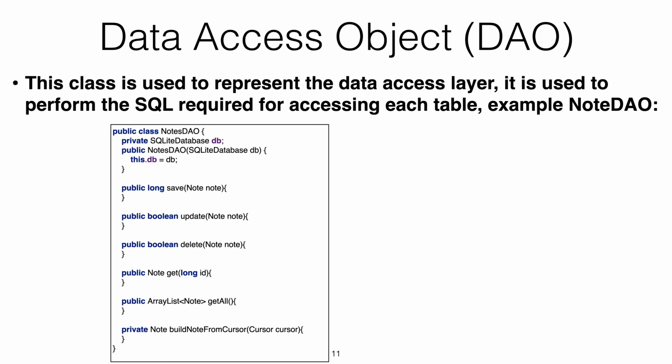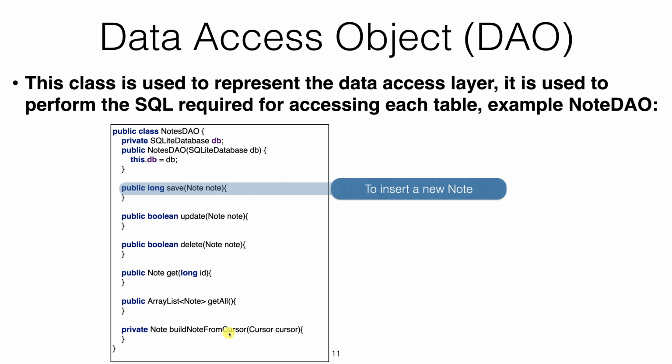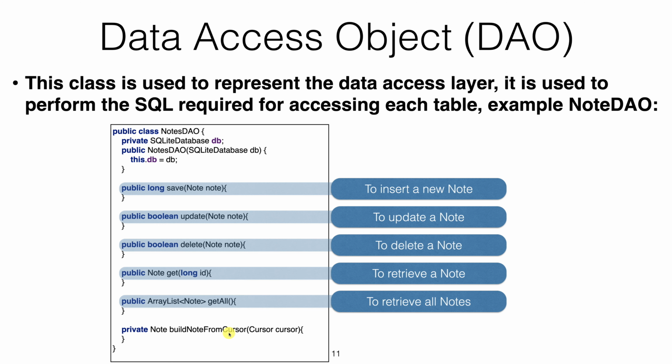Now, the data access object is an object that we're going to create that will allow us to communicate with the database with regards to anything related to notes. For example, you can save a note, update a note, delete a note, get a note by ID, get all the notes, and buildNoteFromCursor is a mechanism for creating a note from a cursor. We'll look at what these cursors are in more detail when we look at the actual implementation.